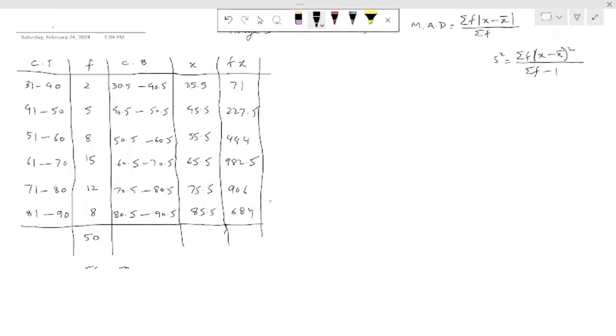Now adding them all, 684 plus 906 plus the rest. You can work this out on your part as well so that you can check your answers. In the meantime, I am working on my part. The sum is 3315.